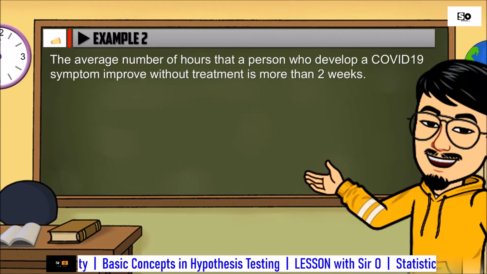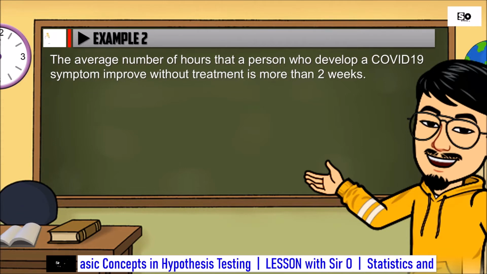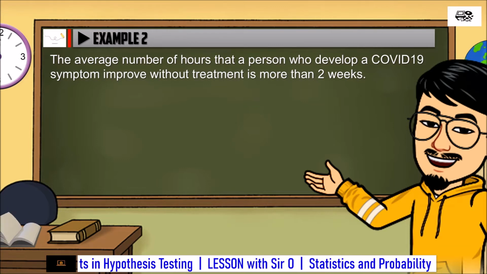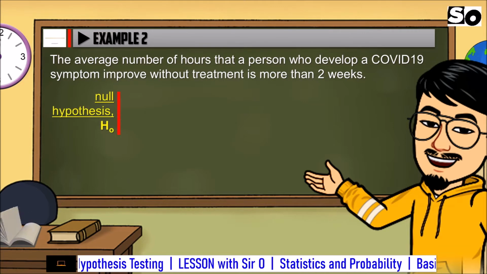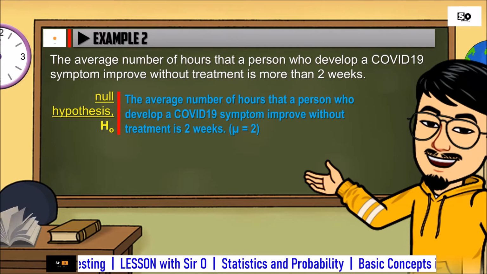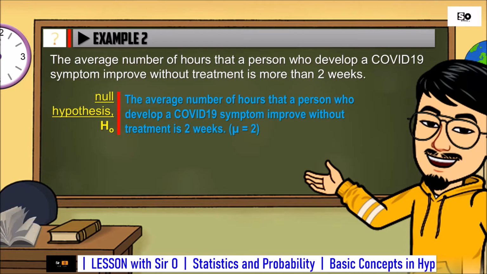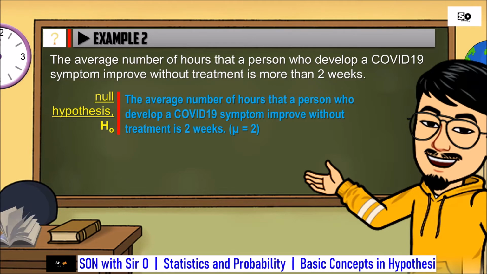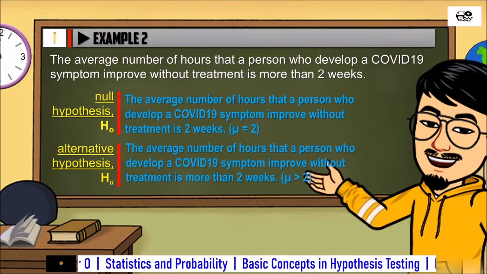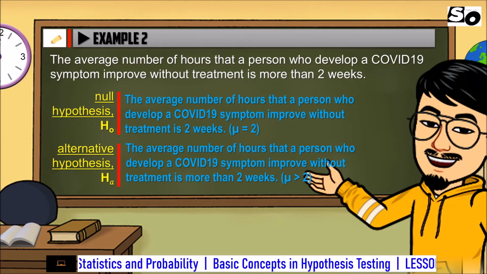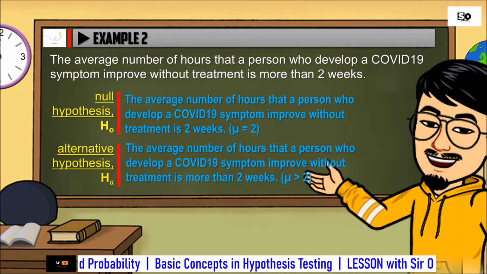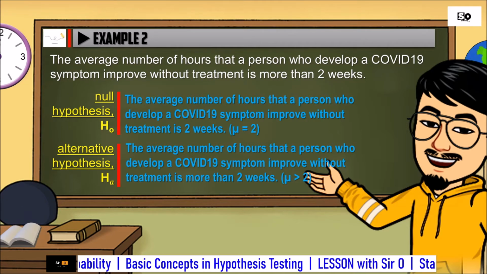Example number 2. The average number of hours that a person who developed COVID-19 symptoms improved without treatment is more than 2 weeks. Null hypothesis: the average number of hours that a person who developed COVID-19 symptoms improved without treatment is 2 weeks, or mean is equal to 2. Its alternative hypothesis is: the average number of hours that a person who developed COVID-19 symptoms improved without treatment is more than 2 weeks, or mean is greater than 2.